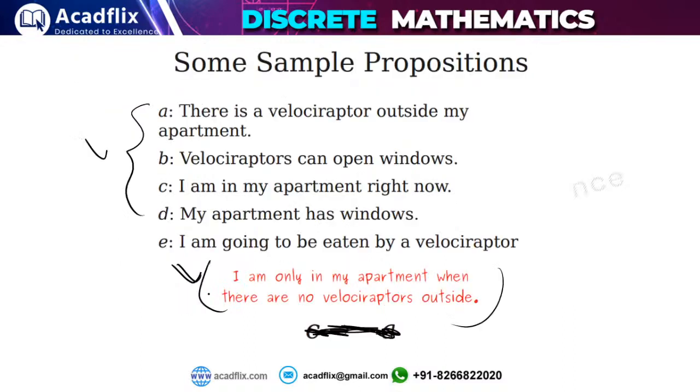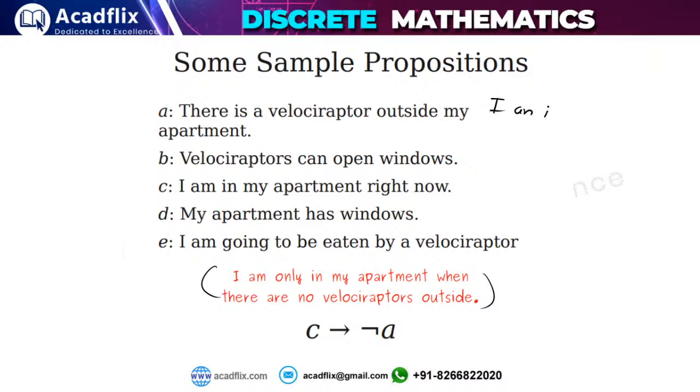Now let's solve this question. This question is saying, I am only in my apartment when there is no velociraptor outside. So basically there is an only word here. This English statement, I will rewrite it. I am only in my apartment. Basically, this only I will remove, because if you see this C, in this C there is no only word. This only word matters a lot.